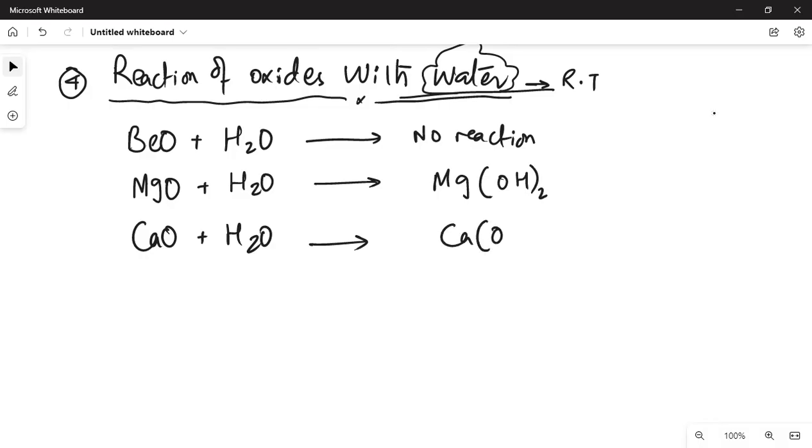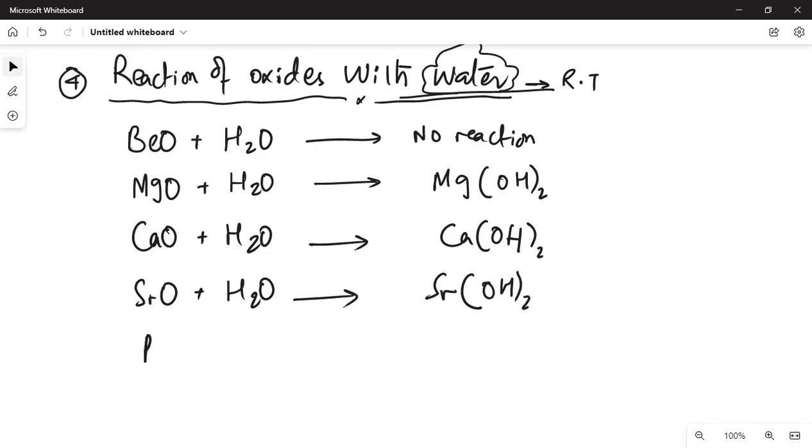और states जो last time हमने लिखी थी वही states आप इनमें भी use करेंगे. Strontium oxide plus water is strontium hydroxide, and then barium oxide plus water is barium hydroxide. Now this reaction is rather more important than the last one.